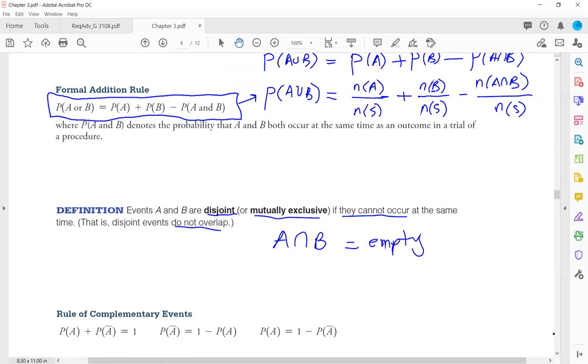Like what? Like being single and married at the same time. It's impossible. So the probability of such an event is 0. Then you have a disjoint or mutually exclusive event. Its probability is always 0.